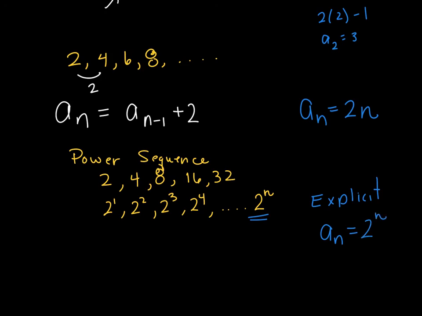Now, the recursive formula is a little bit different, but again, we always have to have that a_(n-1) here. Same idea, but only this time you just multiply it times 2.